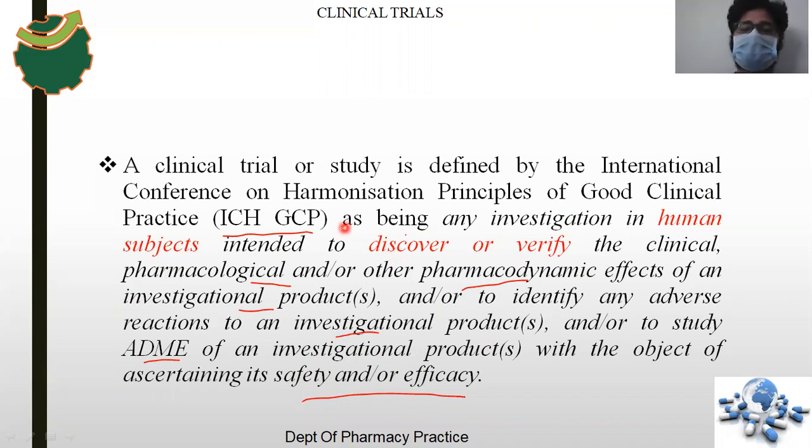So how can we say the drug is safe and effective? We should have certain objectives to find that out. Even if we use humans, we should know certain parameters to be identified. Like clinical pharmacology, pharmacodynamic effects, adverse drug reactions, and the ADME of the drugs. So we have a number of things involved in one clinical trial. Hope the definition is clear.